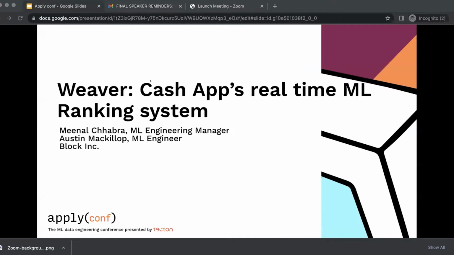My name is Meenal and I lead the personalization ML engineering for CashApp at Block. And here with me is Austin, who is an engineer on my team. And today we will talk about our real-time ML ranking system that my team is building at CashApp.